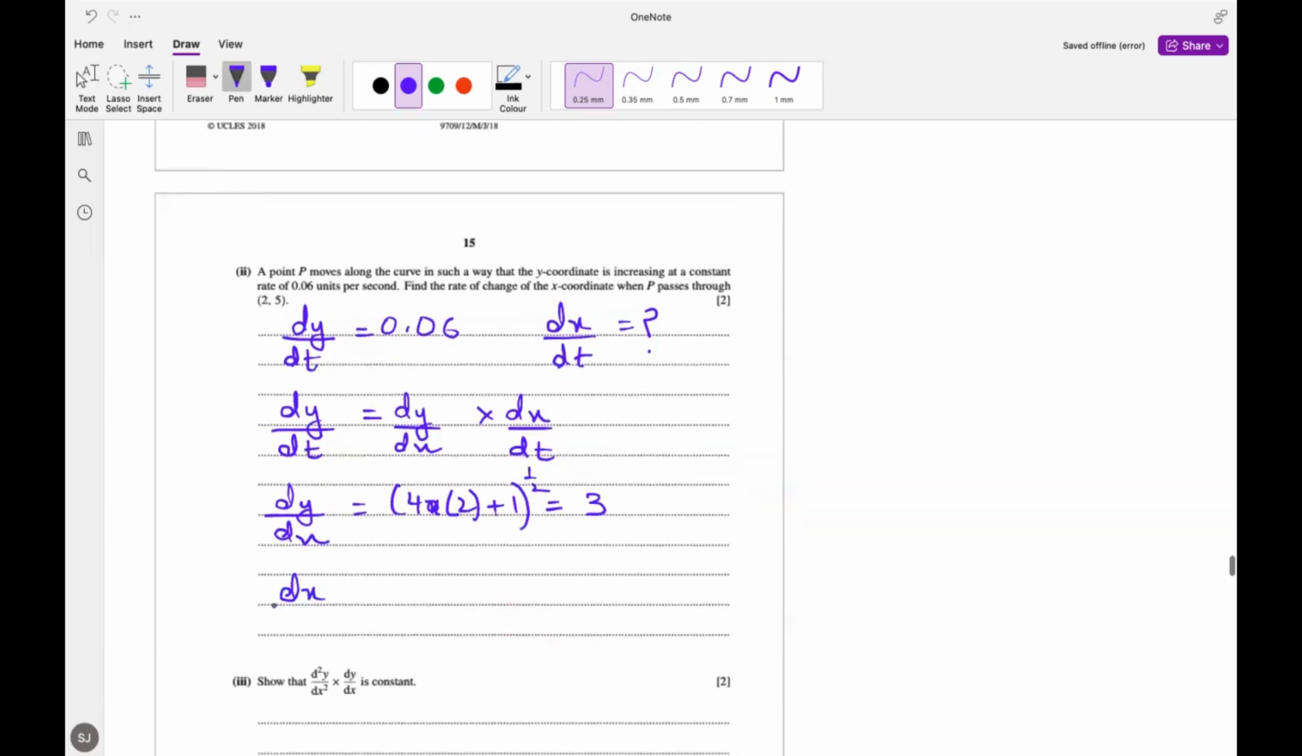Dx dt will be dy dt divided by dy by dx. Dy dt was 0.06 divided by dy dx. We get the value of dx dt as 0.02.